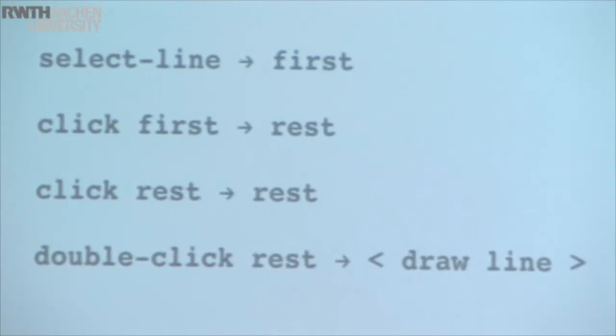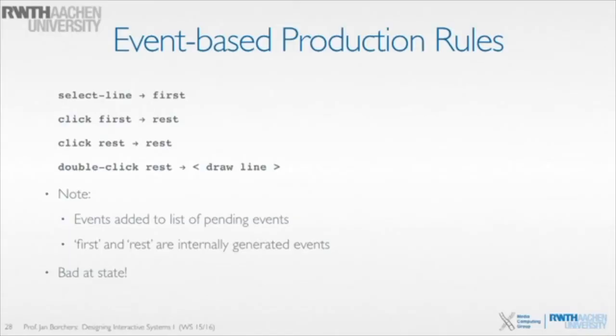But you can see that once a rest token is available, these two rules will fire depending on what the user does, whether he single clicks or double clicks. So here we've modeled the parallel options that the user has in production rules. The basic idea is that we are taking events and adding them to a list of pending events. We have a little queue of events that are coming in. And first and rest are really just internally generated helper events, or tokens, if you like.